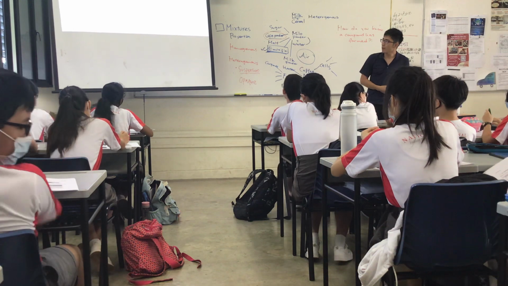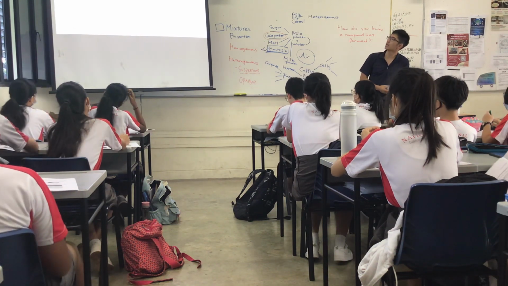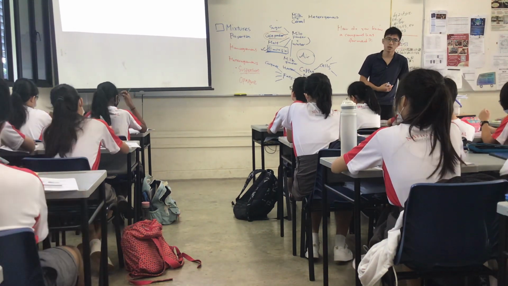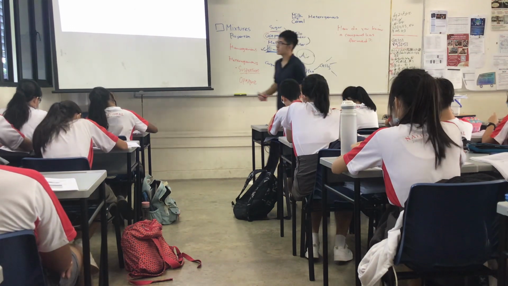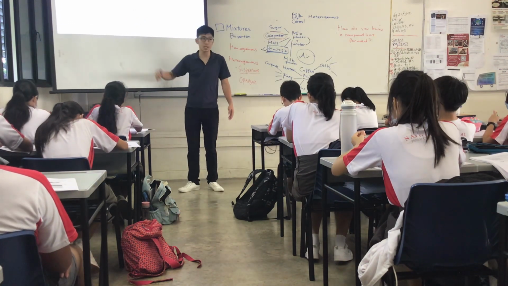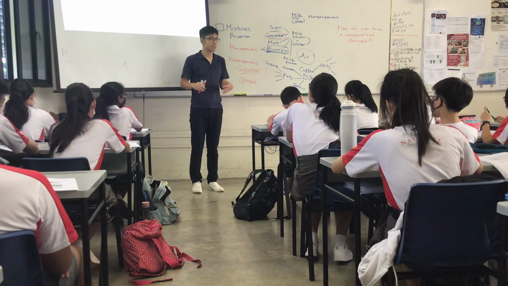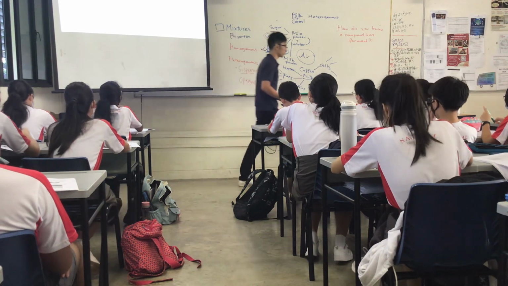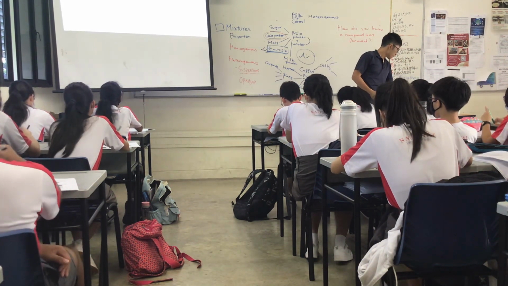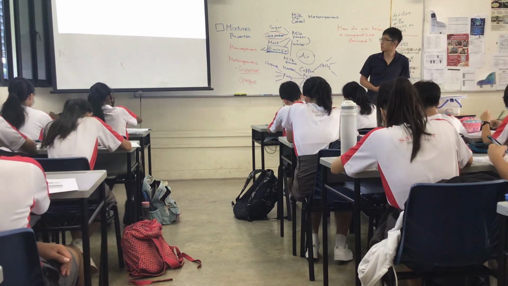Next, chemical and physical properties are different from the, you see this word constituent. Constituent means the elements that it is made up of. That's what I mean, constituent. Chemical properties are similar.